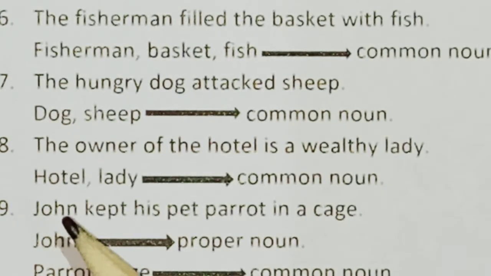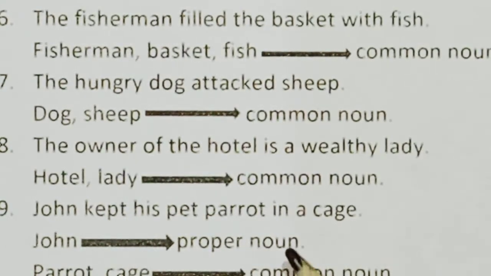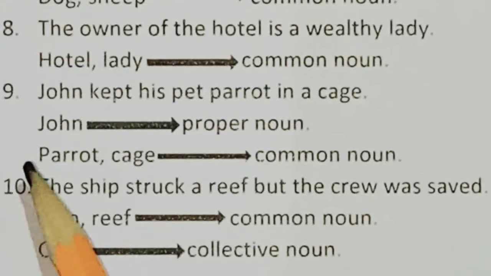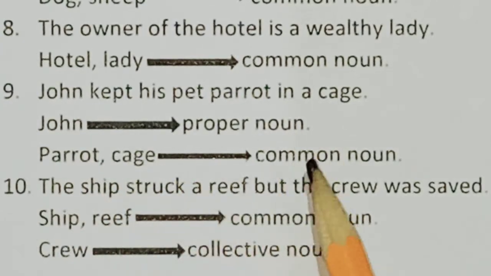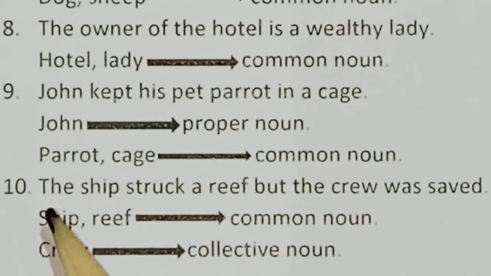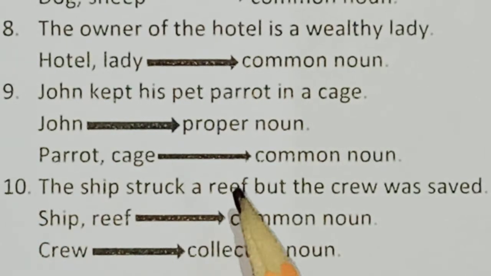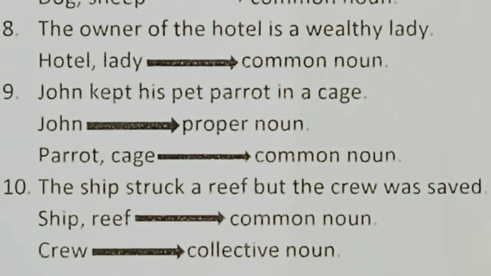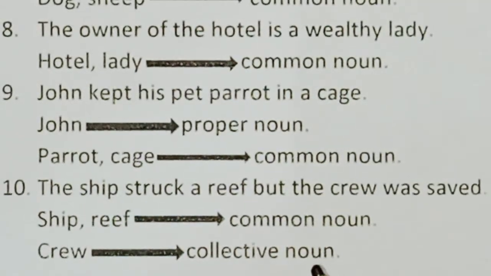Ninth sentence is, John kept his pet parrot in a cage. John is a proper noun while parrot and cage is a common noun. The tenth sentence is, the ship struck a reef but the crew was saved. Ship and reef is a common noun while crew is a collective noun.